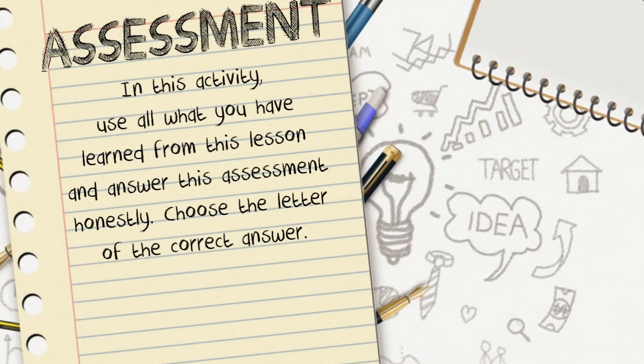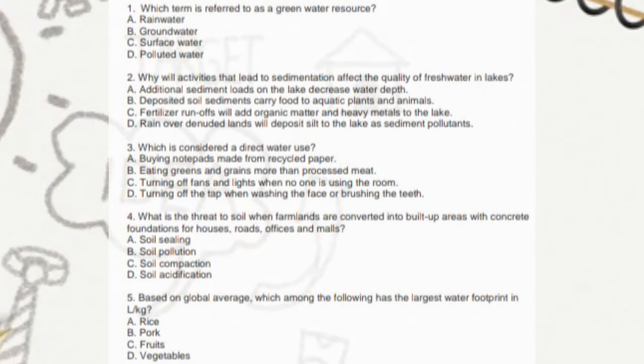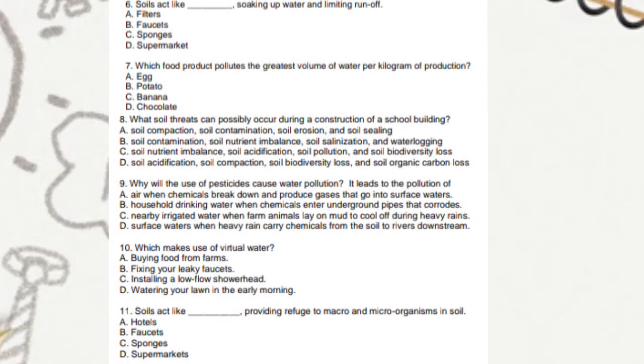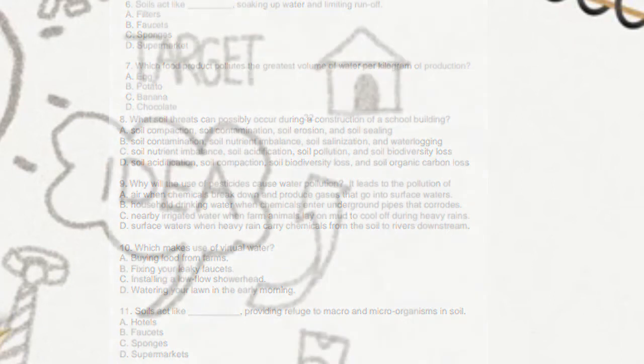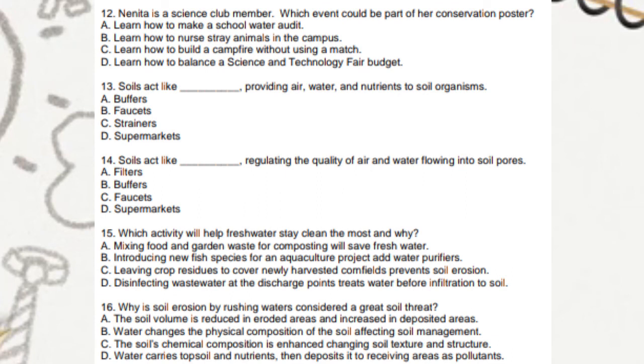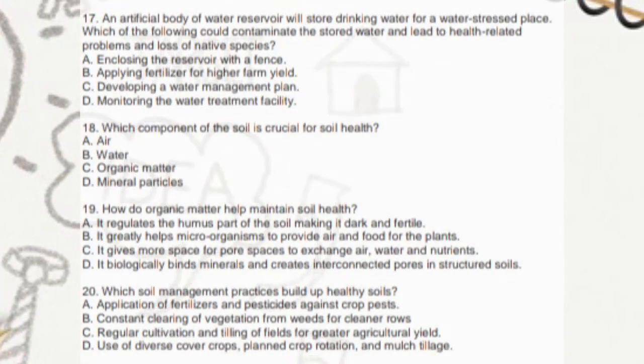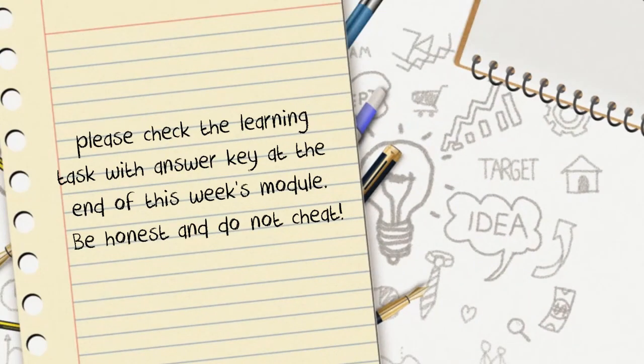Assessment. In this activity, use what you have learned from this lesson and answer this assessment honestly. Choose the letter of the correct answer. And after answering all the activities in this lesson, please check the learning task with the answer key at the end of this week's module. Be honest and do not cheat.